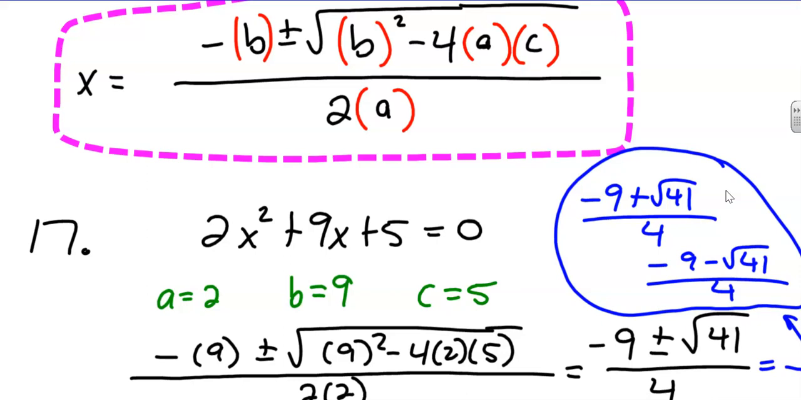Some people like to wait, they don't have to think about it. It's just, okay, it's 41, we'll go with it. Actually makes the problem a little bit easier if it doesn't simplify.